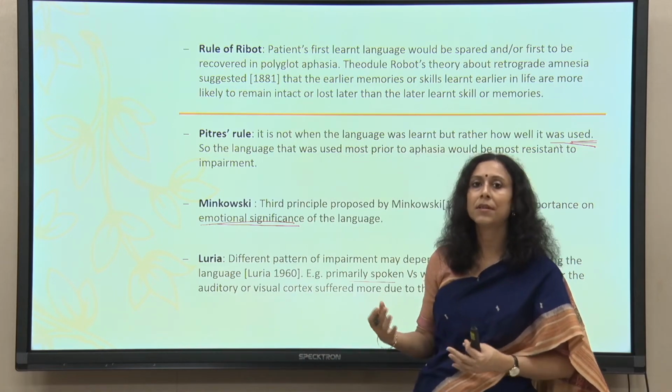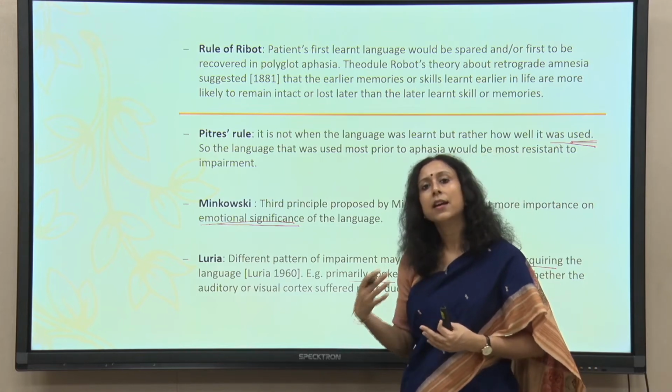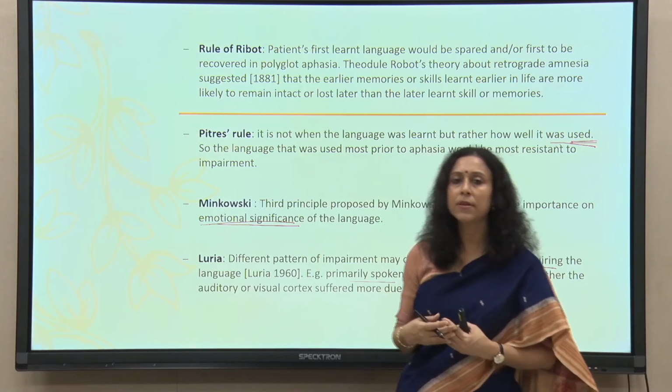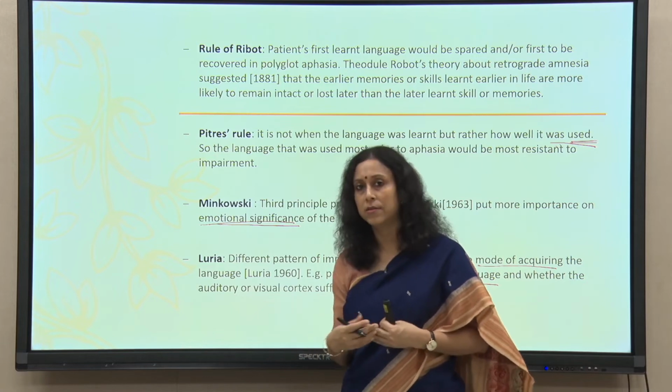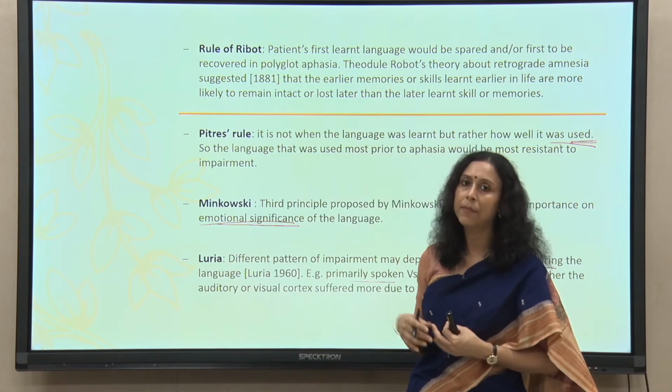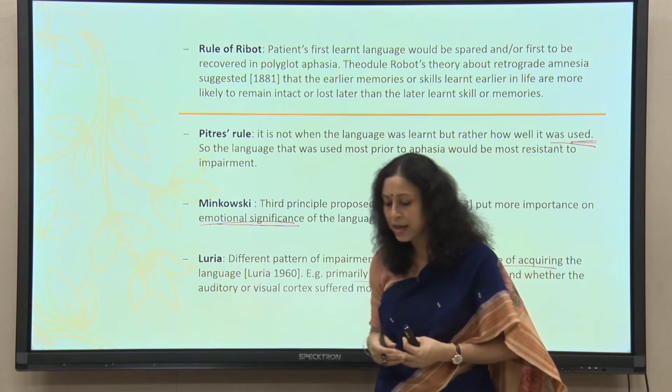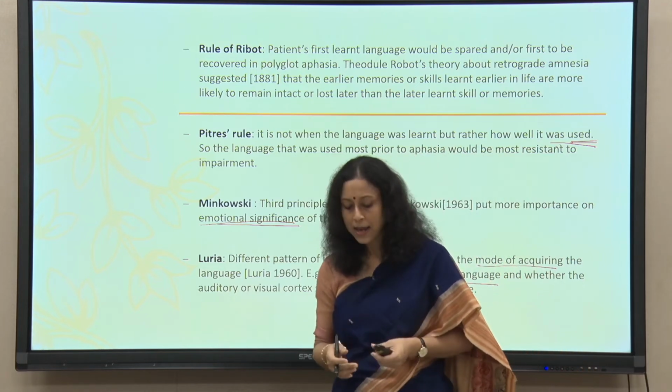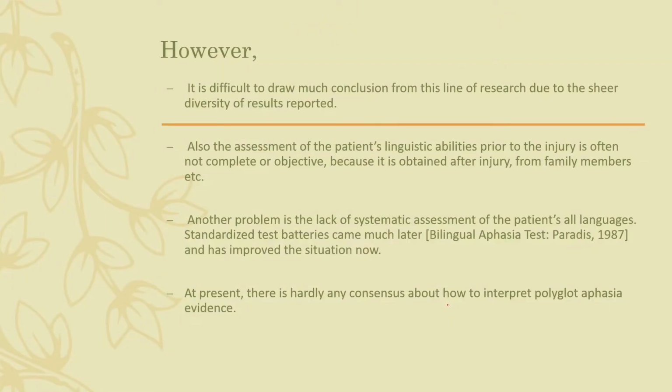So, if the visual cortex gets affected, that language will be affected. Whichever language is dependent on whichever mode of acquisition, it will show a pattern of impairment in that way, depending on the brain area which was utilized for acquiring that language. These are the 4 standpoints which try to explain the differential pattern of bilingual aphasia and the way it affects bilinguals in different languages.